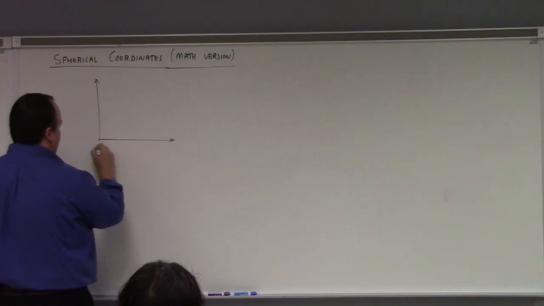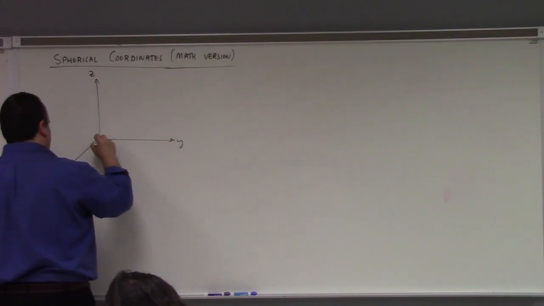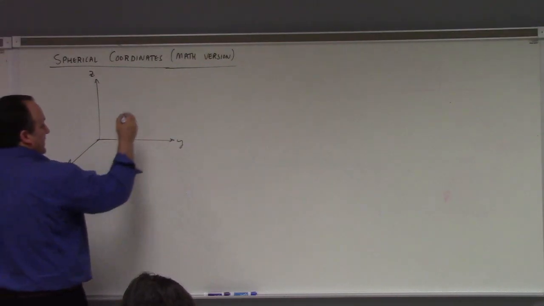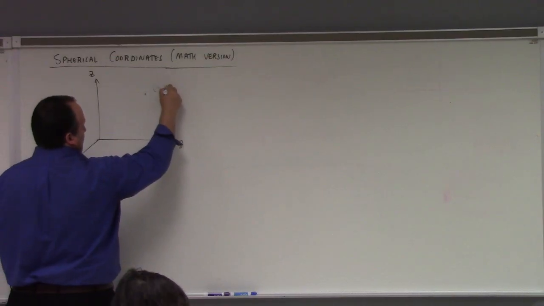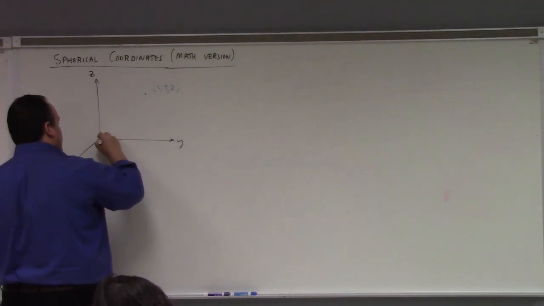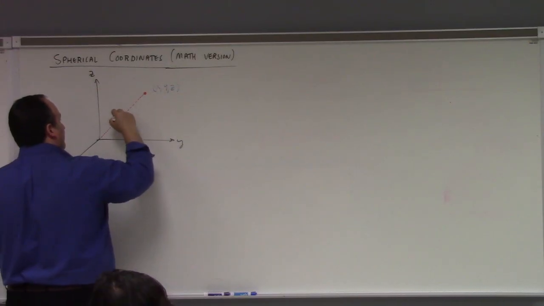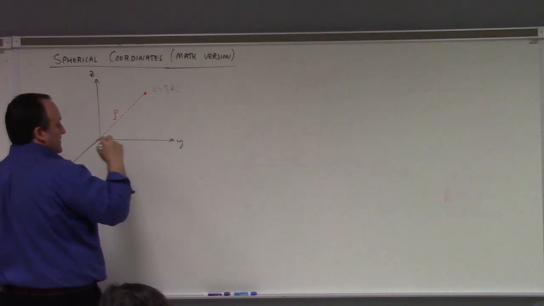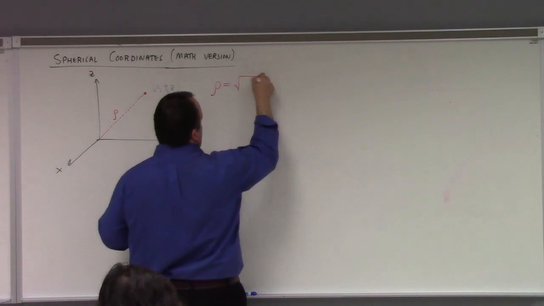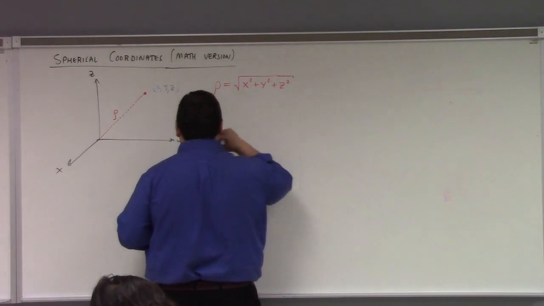So here's x, y, and z. As usual, we start by thinking about a point out here in space, x, y, z, and we want to describe the spherical coordinates of this point. The way we do this is we think about the distance to the origin, and we're going to call that rho. The distance to the origin, rho, is by definition the square root of x squared plus y squared plus z squared. Once more, we are insisting on taking the positive root.